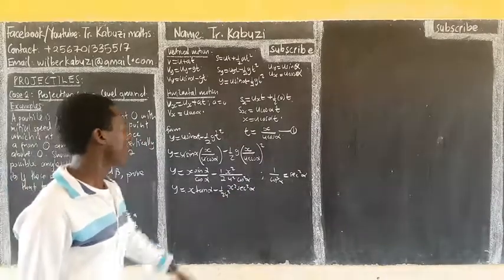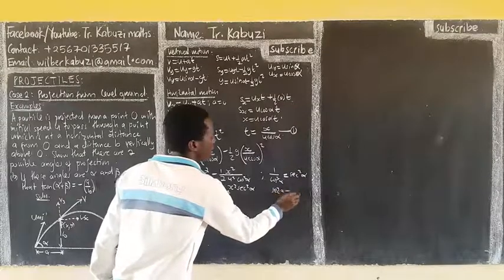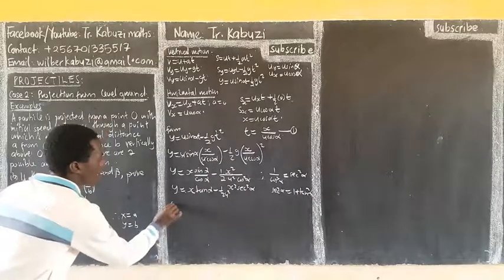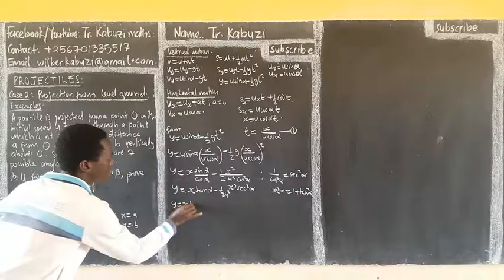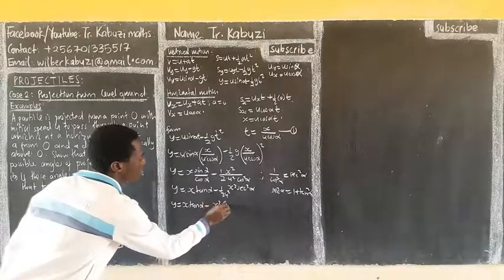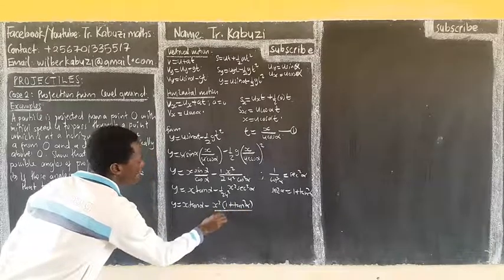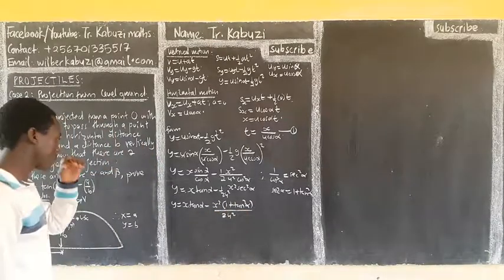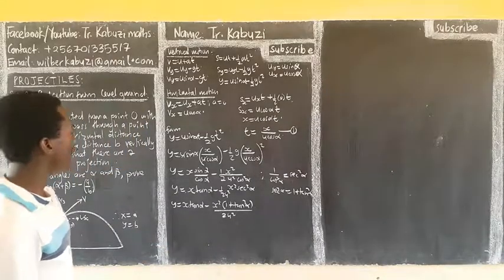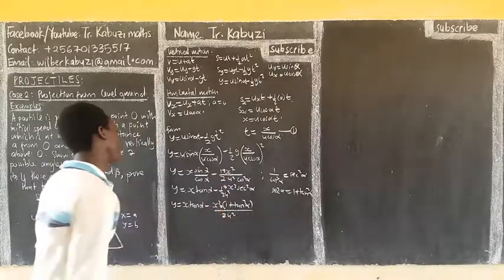But you know that sec squared alpha is the same as 1 plus tan squared alpha. So our y here is going to be x tan alpha minus g x squared into 1 plus tan squared alpha, the whole over 2u squared. So allow me to multiply through, sorry, we are missing our g. This g here, I shouldn't miss that g.